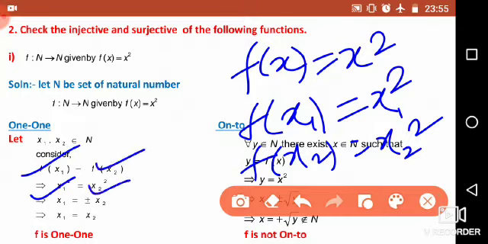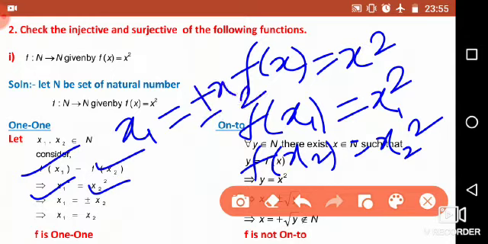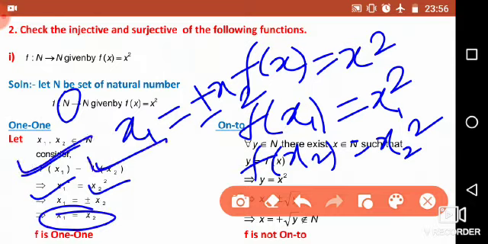Now let me solve for x1 and x2. x1 square equals x2 square. Then x1 equals plus or minus x2. Since the domain is the set of natural numbers, it has only positive values. Therefore, x1 equals x2. We started with f of x1 equals f of x2 and concluded that x1 equals x2. Therefore, the given function is a one-one function.